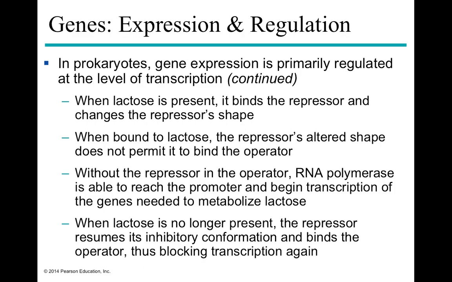But lactose, when it's present, binds that repressor and changes its shape to open it up such that RNA polymerase is able to go through. So when lactose binds to the repressor, its shape doesn't bind to the operator, and therefore the operator is open. So RNA polymerase is able to reach the promoter region and begin transcription of the genes needed for lactose metabolism. But when lactose is gone, the repressor resumes its inhibitory conformation and binds the operator, blocking transcription again. Therefore, they're not making proteins that they don't need, right?